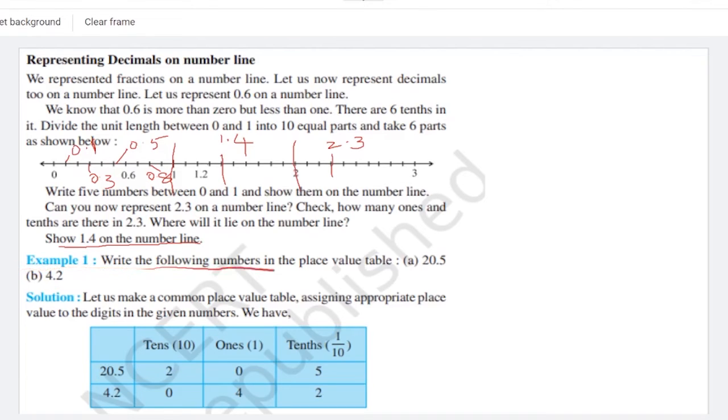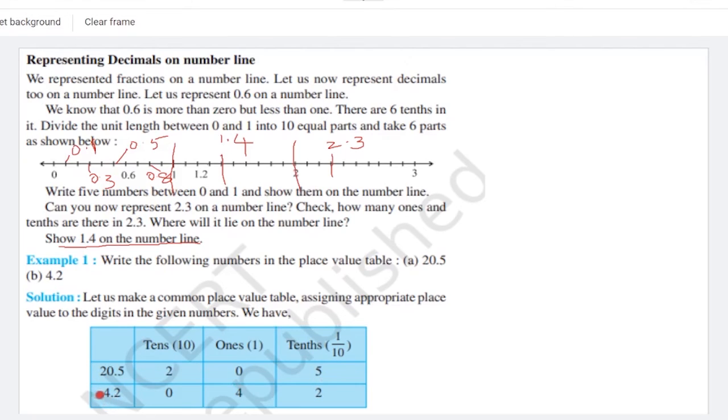Example 1 is, write the following numbers in place value table, 20.5 and 4.2. So you have to make a place value table, which means a tabular column. Write tens, ones, tenths. Each place is ten times the one to its right. 20.5, how will you represent it? You put 2 in the tens place, 0 in the ones place, and 0.5 will be in the tenths place.